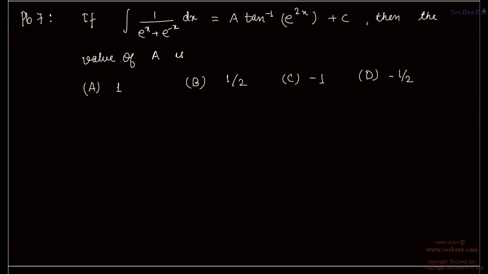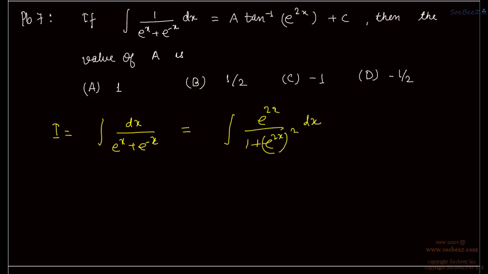If integral 1 upon e to the power x plus e to the power minus x dx is equal to a tan inverse e to the power x plus c, then the value of a is, okay, so we have to find the value of that constant a. Let us evaluate this integral dx upon e to the power x plus e to the power minus x, which can be written as e to the power x upon 1 plus e to the power 2x dx.